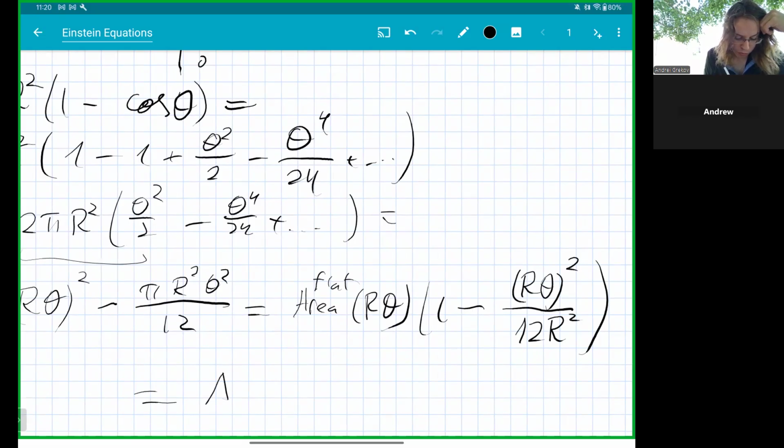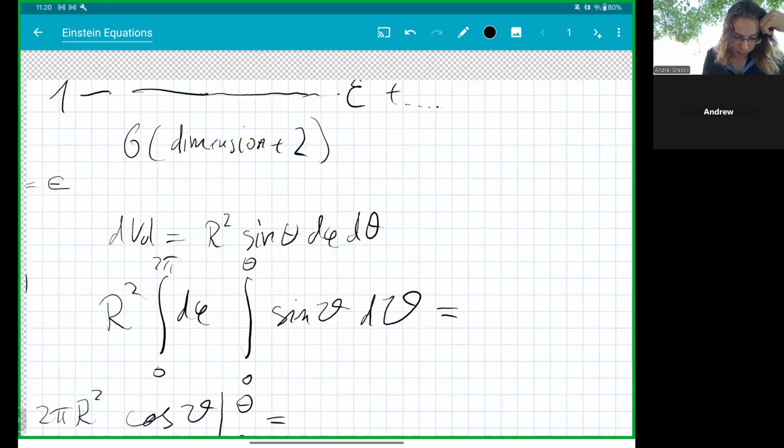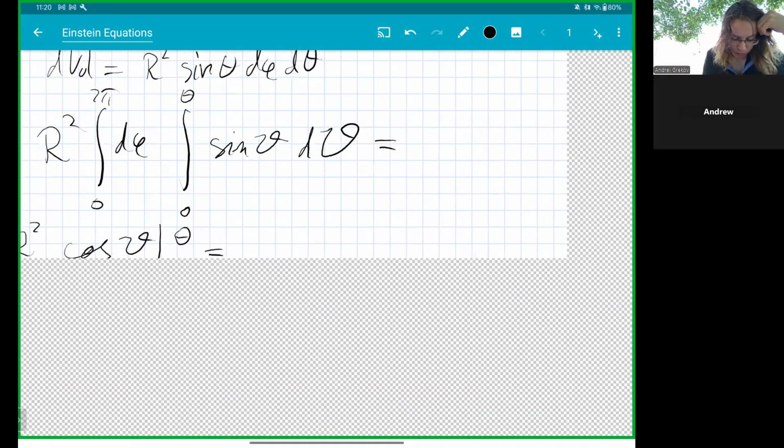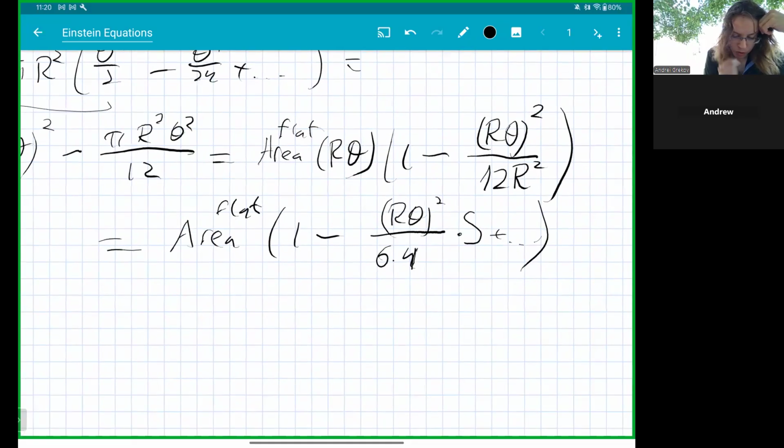And this should be equal to, according to the formula, 1 minus r theta squared. Dimension is equal to 2. So it's 6 times 4. Yes. Plus dot dot dot. So we see from here that S, the scalar curvature of a sphere, is equal to 2 over r squared, where r is the radius of a sphere.